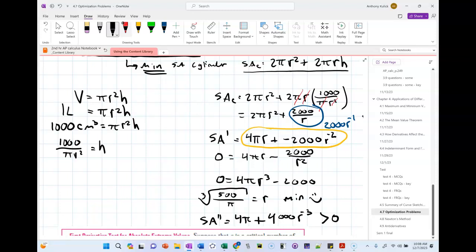Didn't we notice the minimum before? No, we knew it was a critical value. We didn't know it was a minimum. It could have been a maximum. Or it could have been nothing, right? You can have critical values that are neither mins nor maxes.